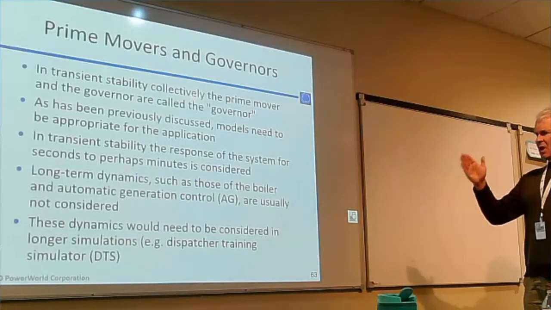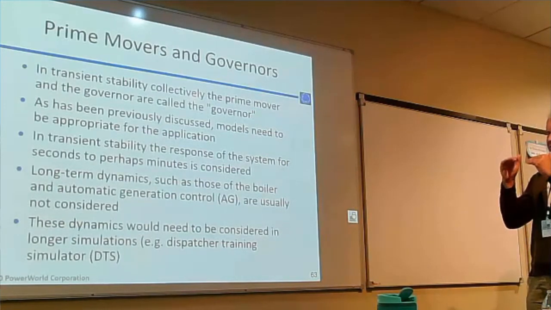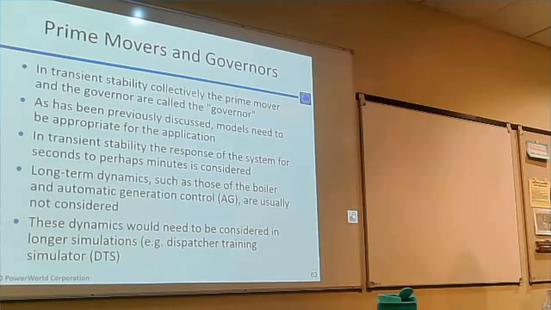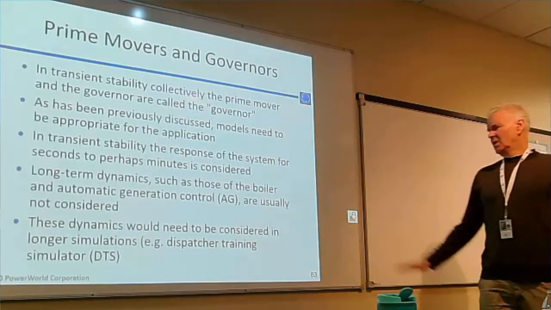So usually the governors will not bring the system speed back to the steady state of 60 hertz. That's controlled by the longer term automatic generation control.